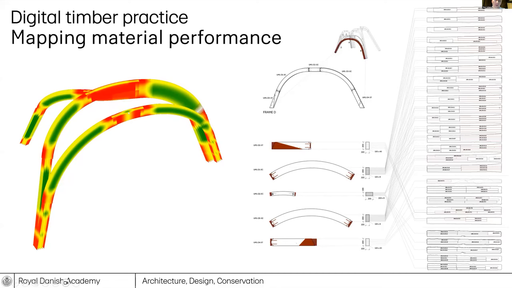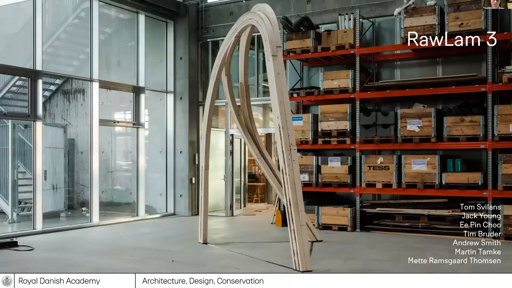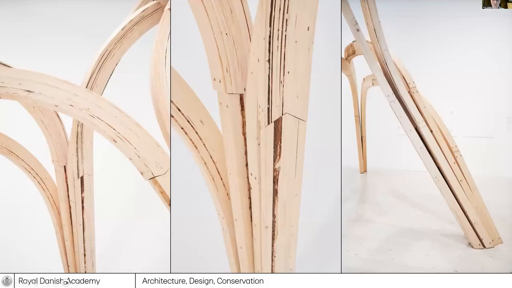Yeah. So in this image here, the red is where the material quality needs to be high, and the green is where the material quality is allowed to be low. And here are just some images of the process. So this was a way to scale up and just solidify this workflow or this approach. Yeah. And this is one part of it in Aarhus. There's some of the participants as well. And then it ended up in an exhibition up in Umeå in Sweden.